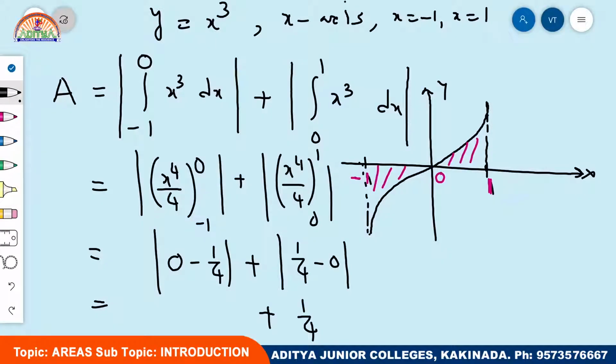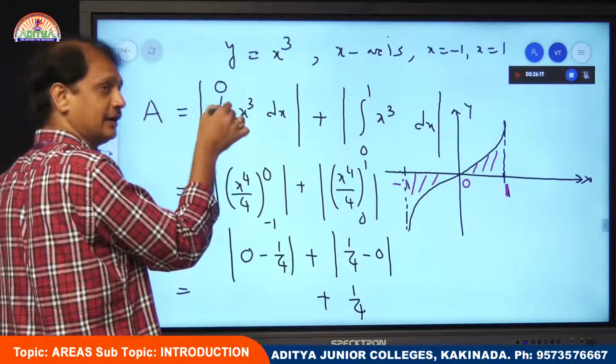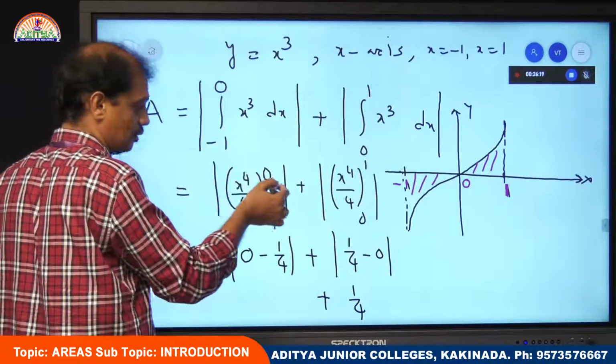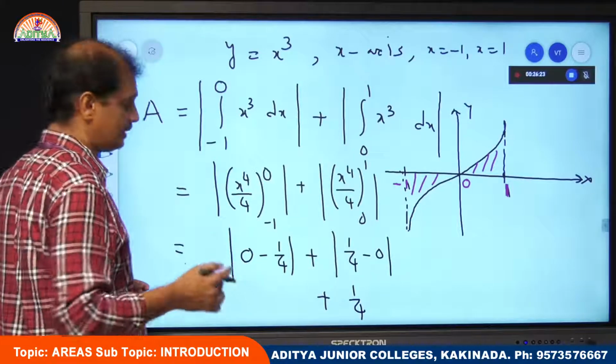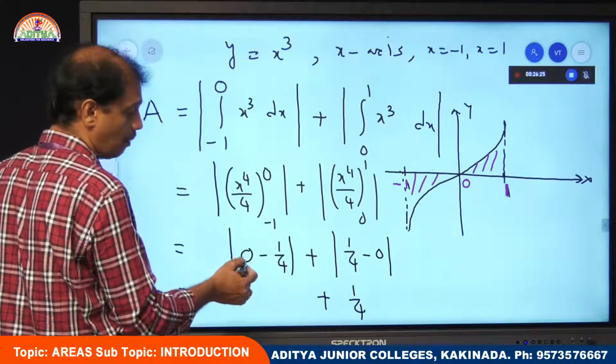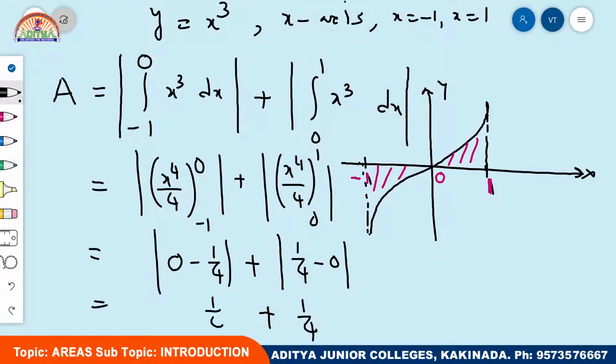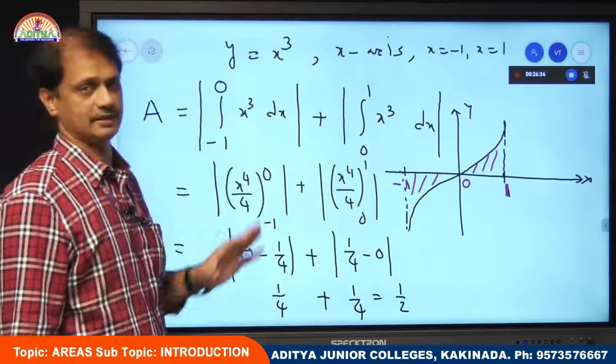In this case, since we have observed it is a negative quantity, I consider its modulus. So what are you getting? A negative value. Since we are going to calculate area, that's why I took the modulus. Modulus of minus 1 by 4 becomes plus 1 by 4. Therefore, it is equal to 2 by 4. Therefore, the answer is 1 by 2. This is the area of this bounded region.